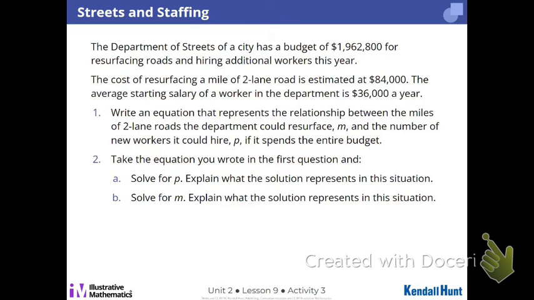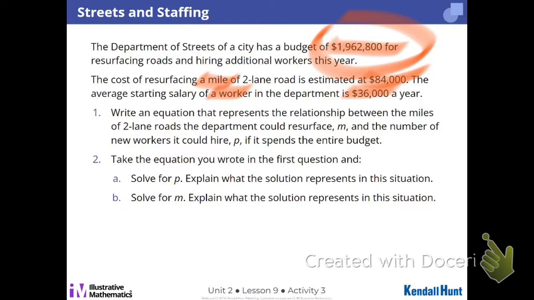Making some new roads. So to pave a mile of road, it costs $84,000 in this town. And they need people to do this. And those new people they hire are $36,000 a year. The budget for a year is about $1.9 million. Okay? So a mile is this much money. A worker is this much money. And we've got this much money. Your job is to make an equation, solve for P and solve for M. P is the number of people. M is for the number of miles.